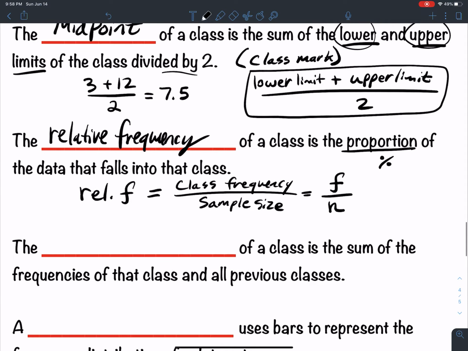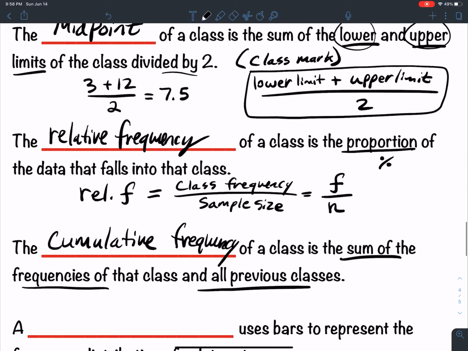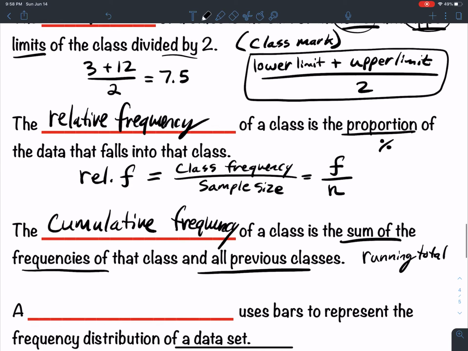So the next definition is cumulative frequency. The cumulative frequency of a class is the sum of the frequencies of that class and all previous classes. So the way I think about cumulative frequency is a running total. It's kind of like a basketball game.